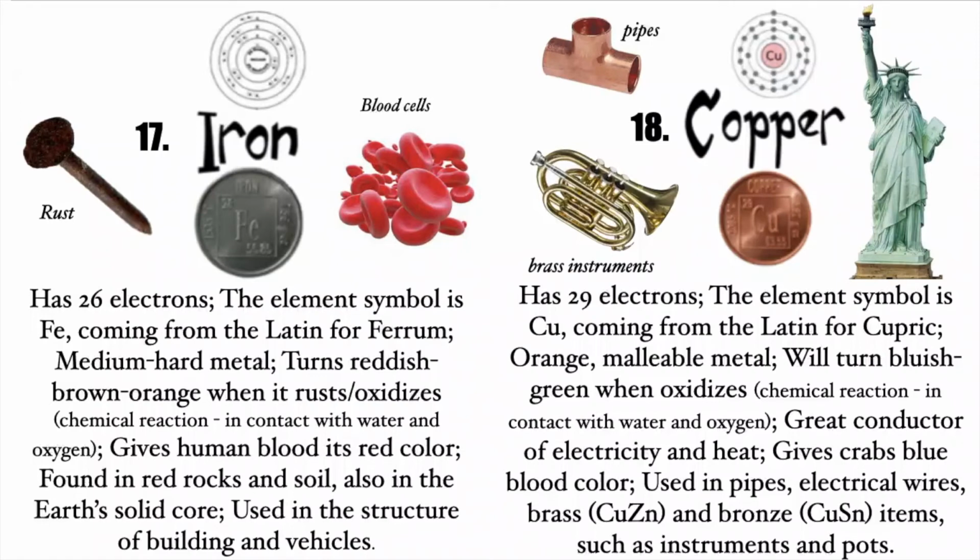Crabs have copper as the main element in their blood. It gives the crabs a blue color, and copper has been used in pipes, electrical wiring, and a combination of copper and zinc to make brass. So brass is actually not an element, it's a compound. Bronze is also a compound with copper, and these are used to make pots and instruments.